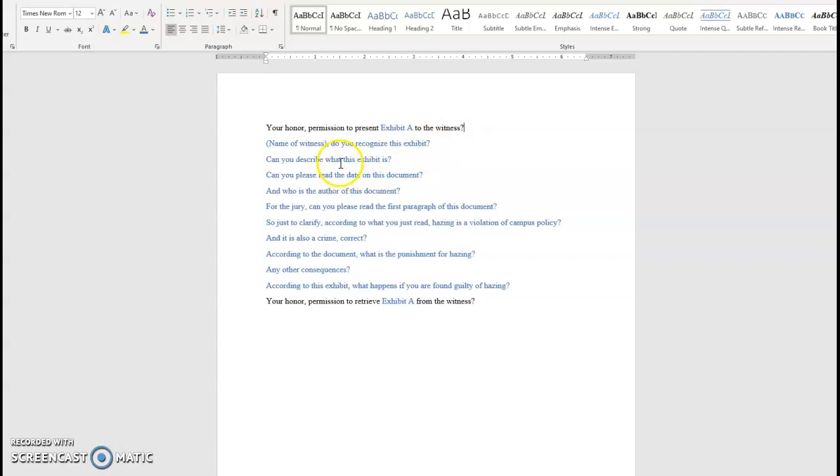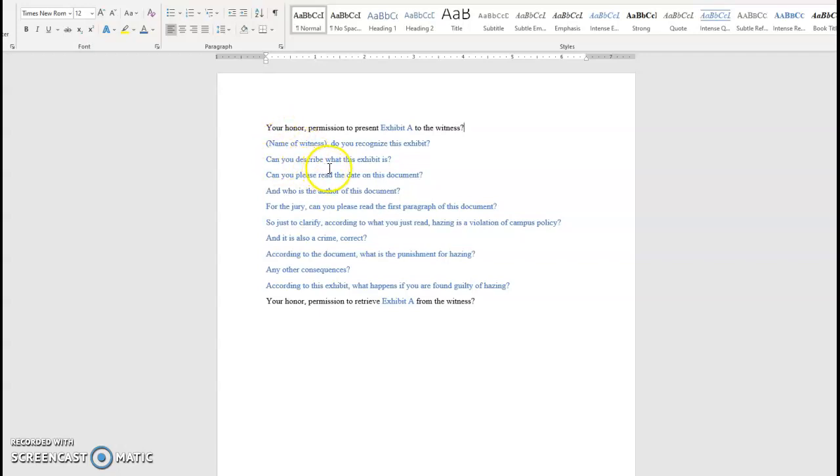So you can't even ask any questions about the document until you establish the relationship between the person and the document. And then next you have to make sure that the witness on the witness stand describes what they see to the jury. Because remember, the only ones that know what's on that paper is you, the opposing counsel, and the witness. No one else in the court has seen this exhibit.